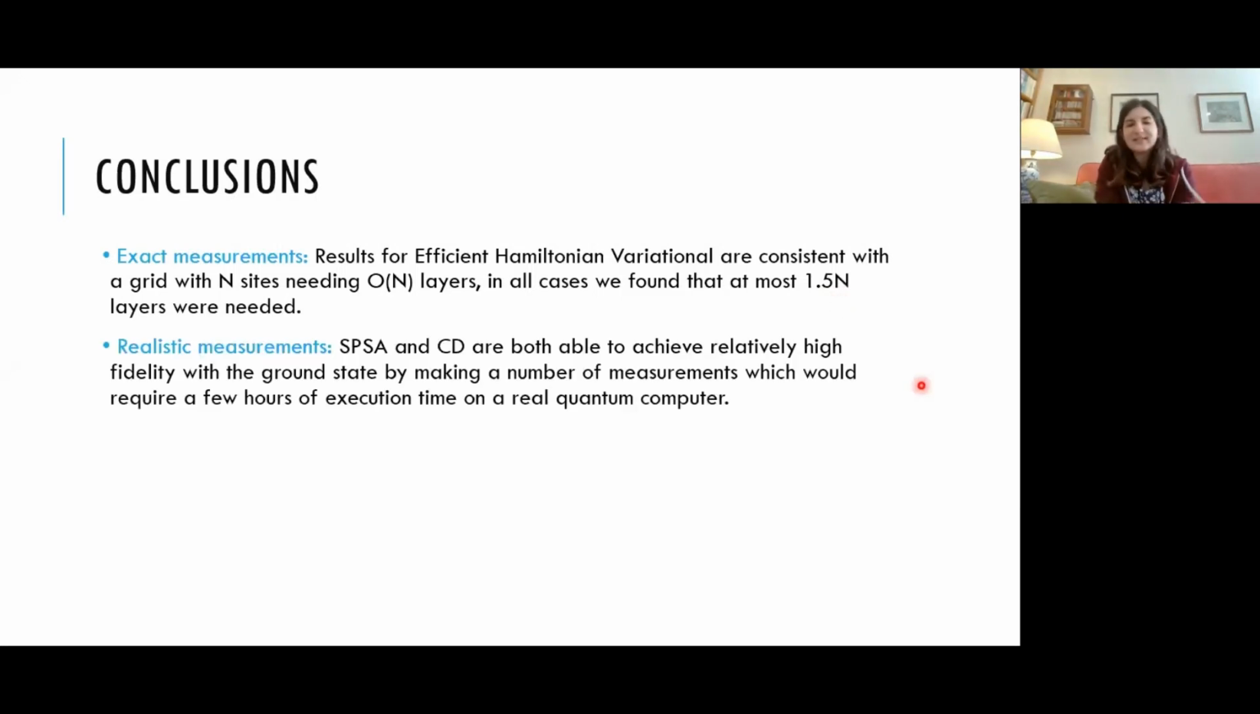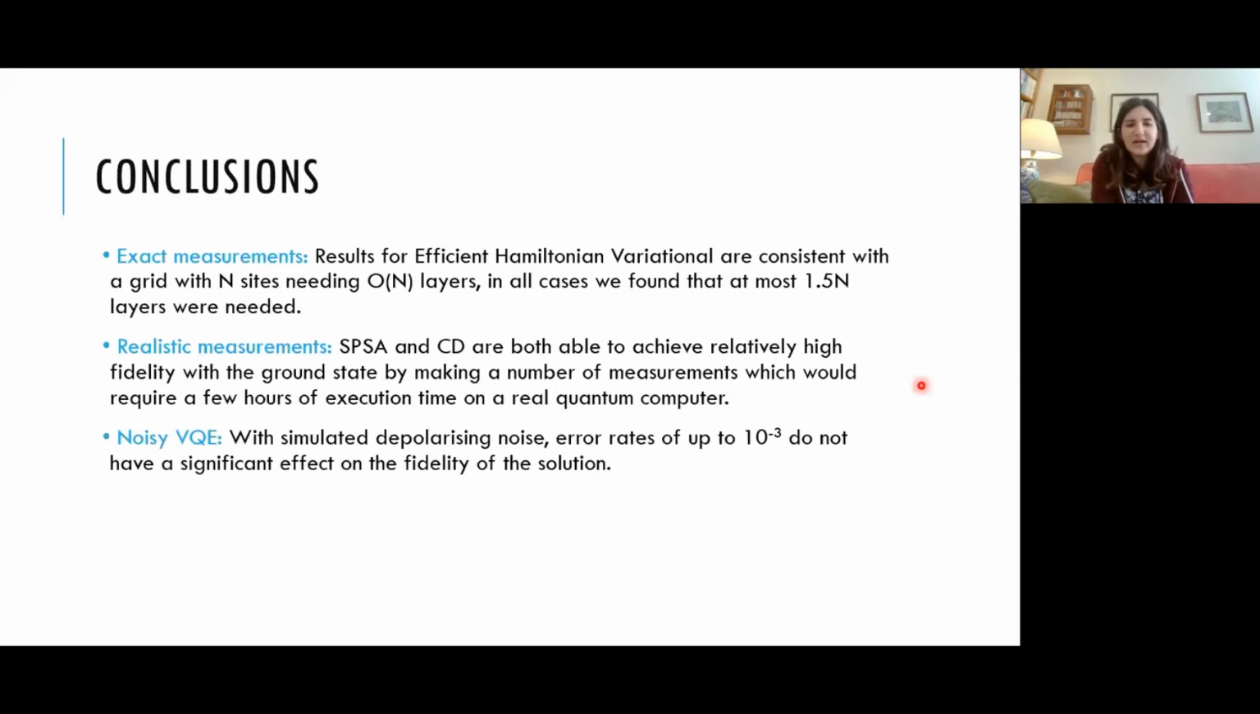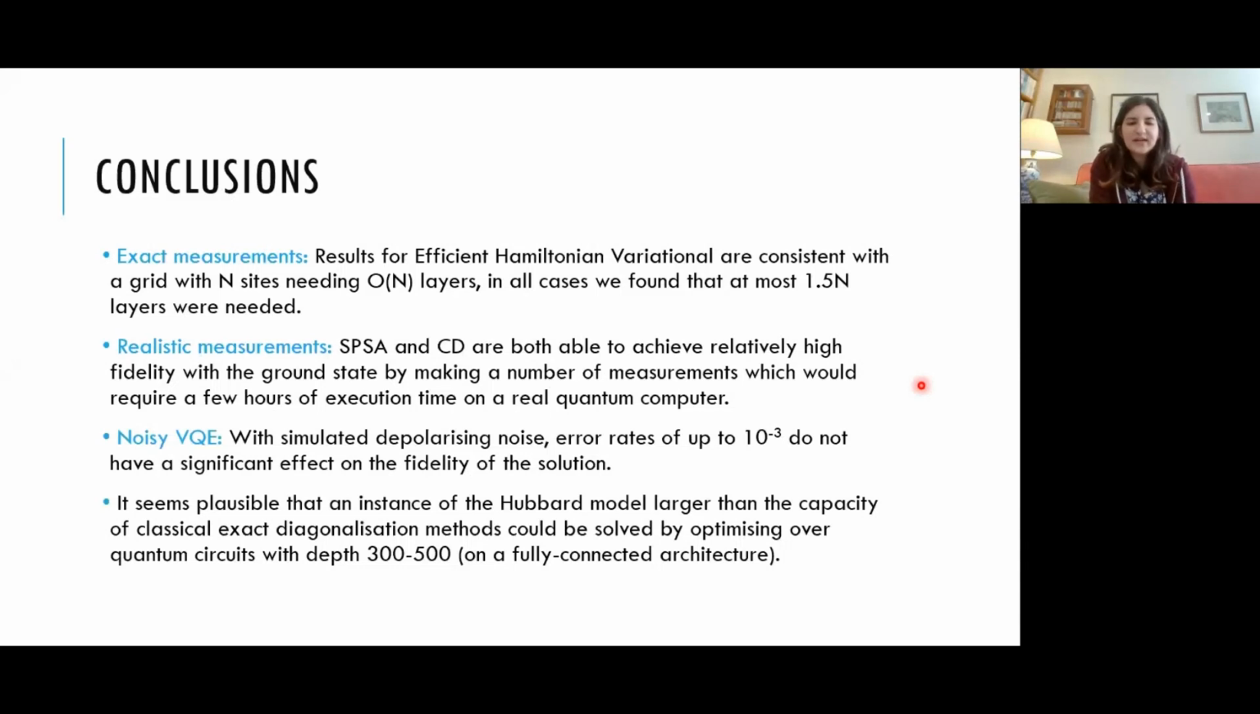For realistic measurements, SPSA and coordinate descent were both able to achieve relatively high fidelity with the ground state by making a number of measurements which would take a couple of hours on a real quantum computer. And for noisy VQE, with simulated depolarizing noise, error rates of up to 10 to the minus 3 did not have a significant effect on the fidelity of the solution. So it seems plausible that an instance of the Hubbard model larger than the capacity of exact diagonalisation, so anything maybe above 24 sites or so, could be solved by optimising over quantum circuits with depth 300 to 500.